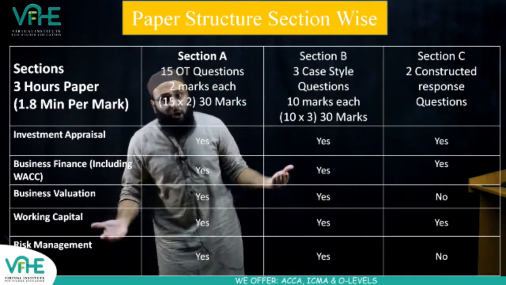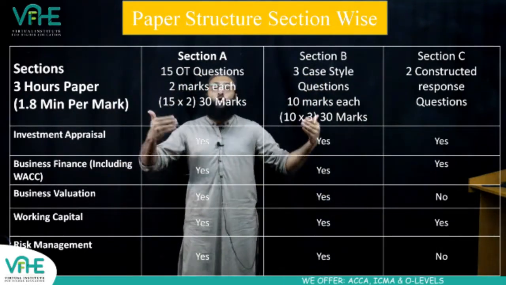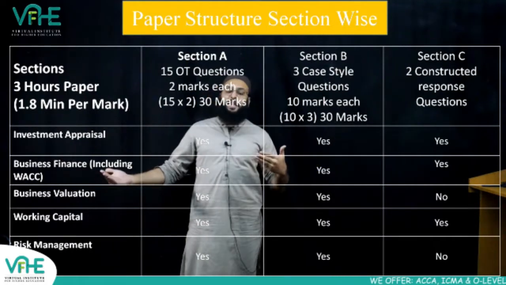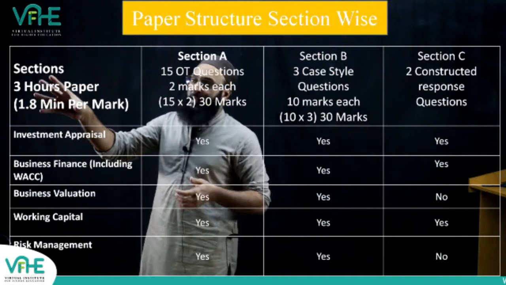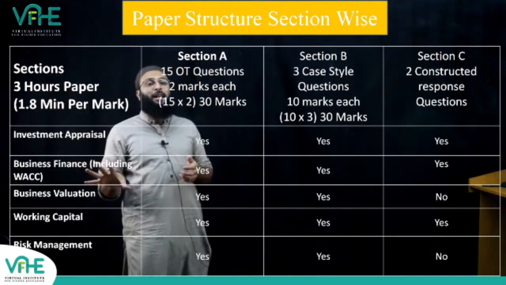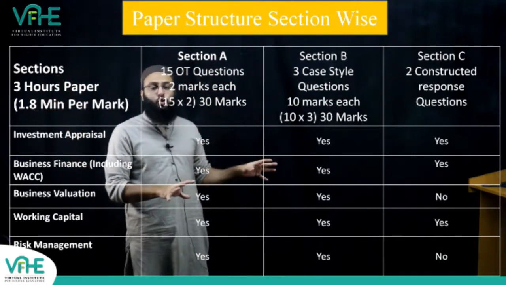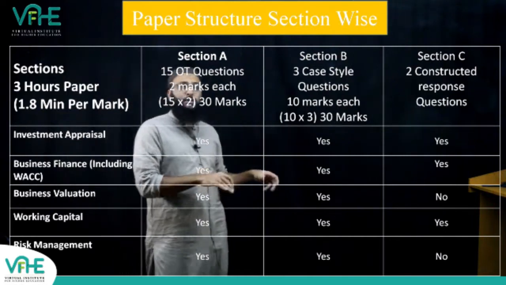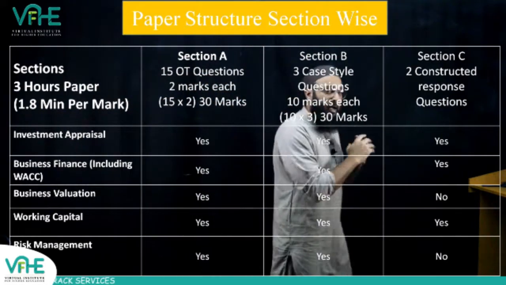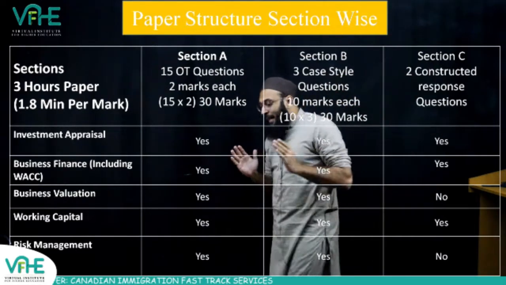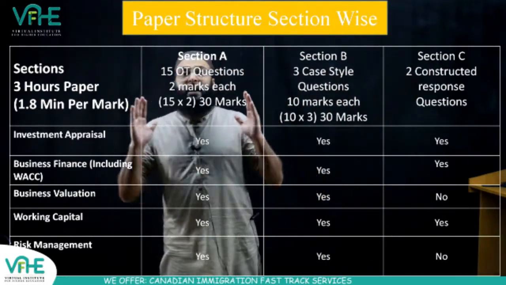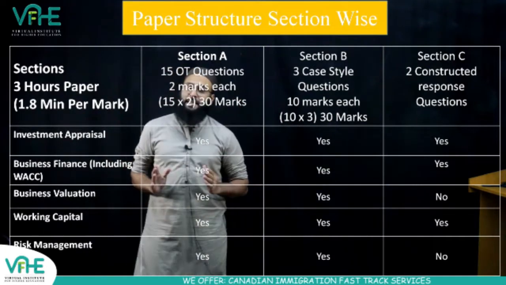As I said earlier, many of you have already given any of the skill paper, so you know the paper pattern. This is a 3-hour exam with 180 minutes available to complete the 100 marks. So 180 divided by 100 makes 1.8 minutes you have per mark. Time management plays a very massive role in your examination success.